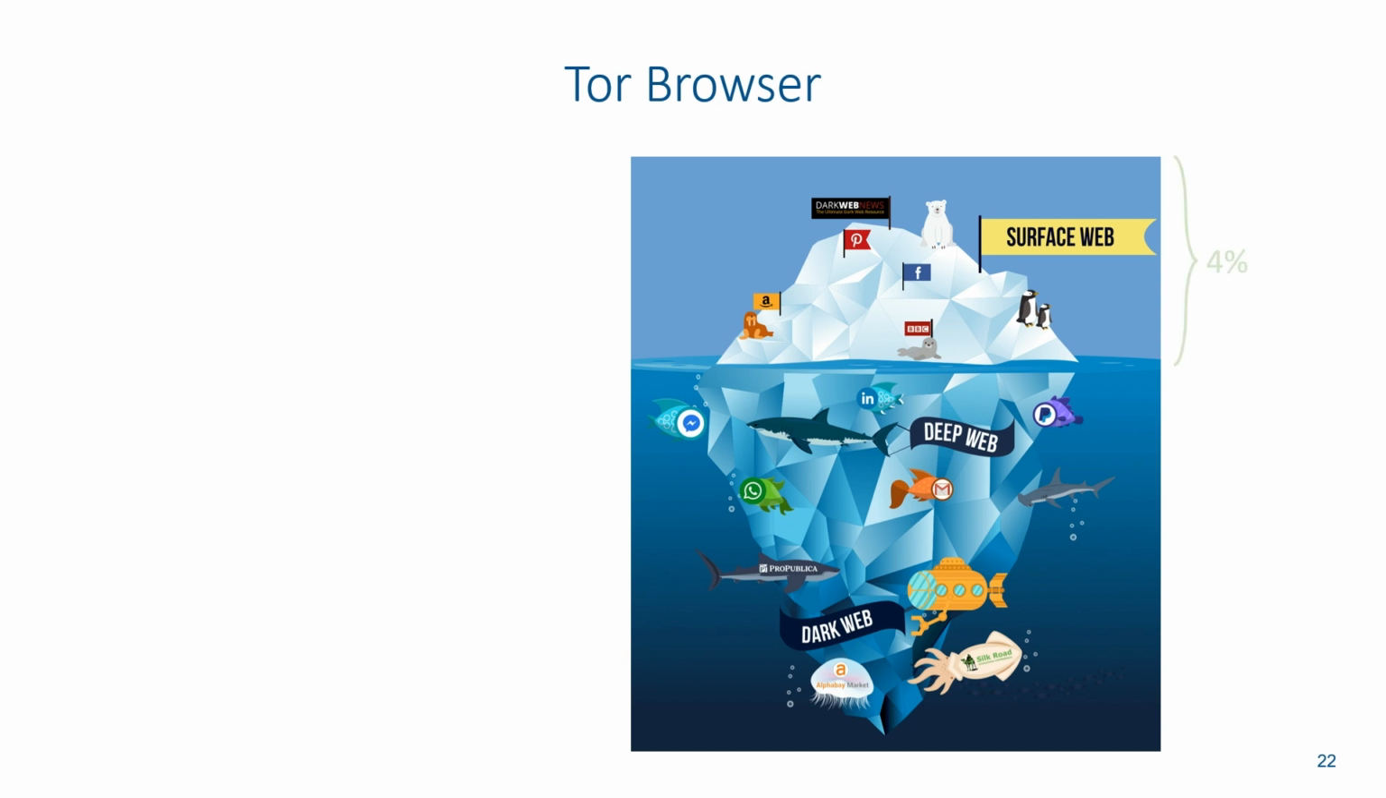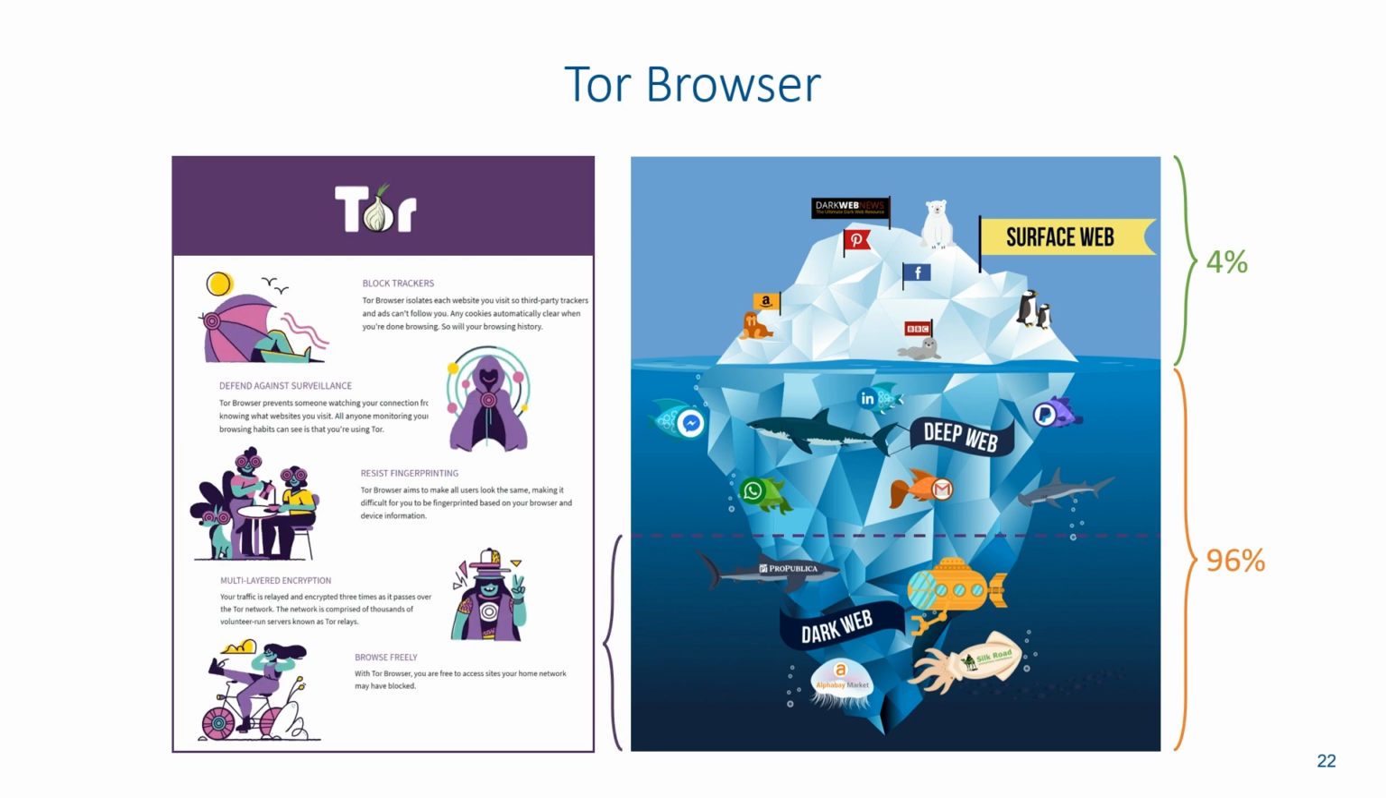What's interesting is that the surface web is only 4% of the content that's out there, and the deep web and dark web contain 96% of the other content. So if you want to access some of this, you'll need to install the Tor browser. The Tor browser touts itself as being a good thing, which it can be. I'm not saying it's not, but there definitely is negativity with interacting with the dark web.